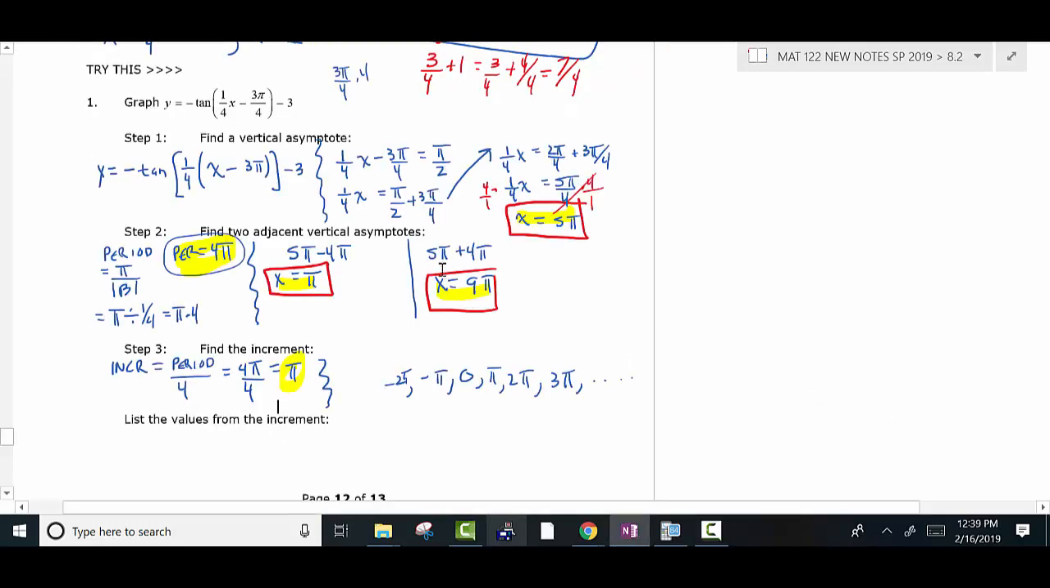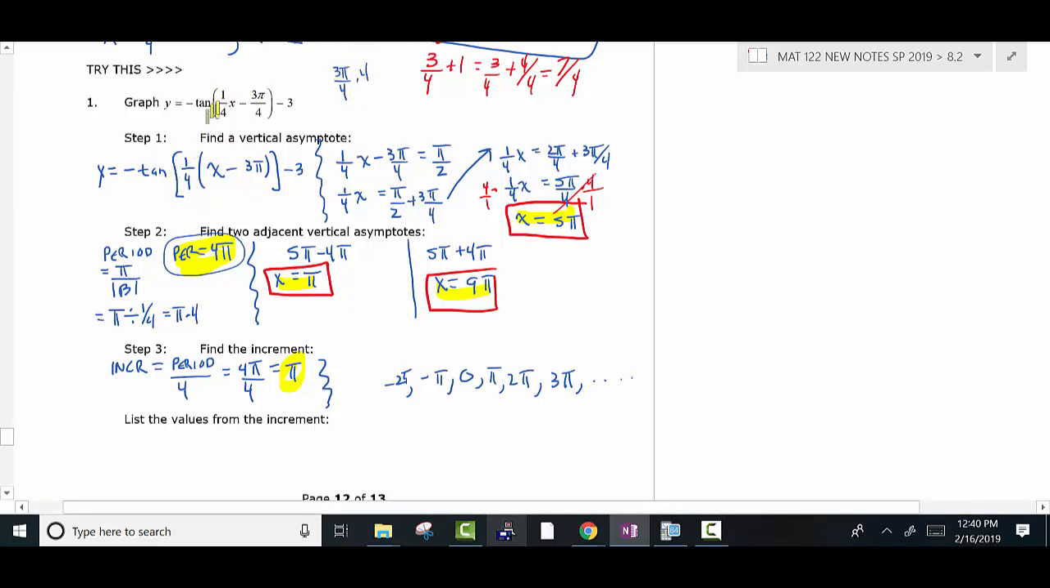Okay, well, let's check and see how we did here. Now, with this one, you want to see that you had your asymptotes that would, if you did what I've been showing, be 5 pi, pi, and 9 pi. The period would be 4 pi, and the increment would be pi. I'm going to go over that in just a minute, and then we'll go to the next page, and you can check your graph.